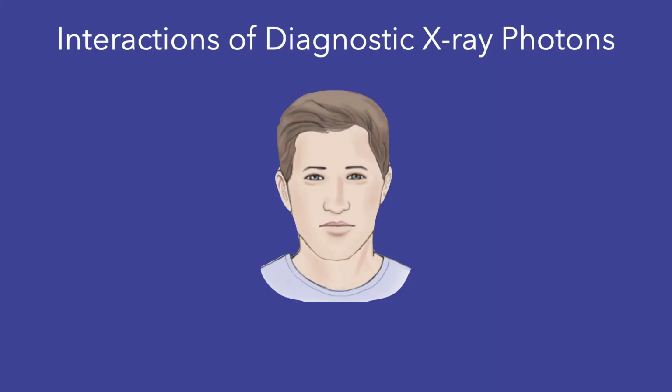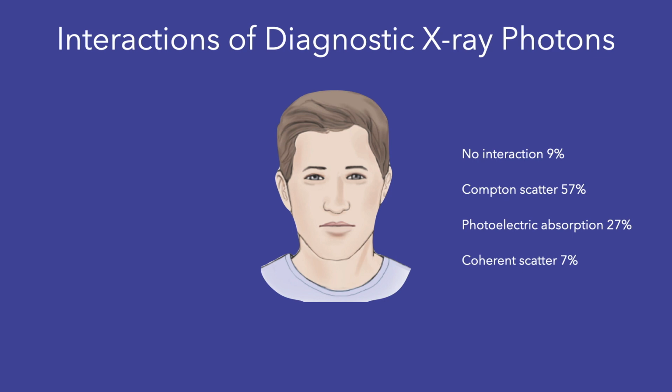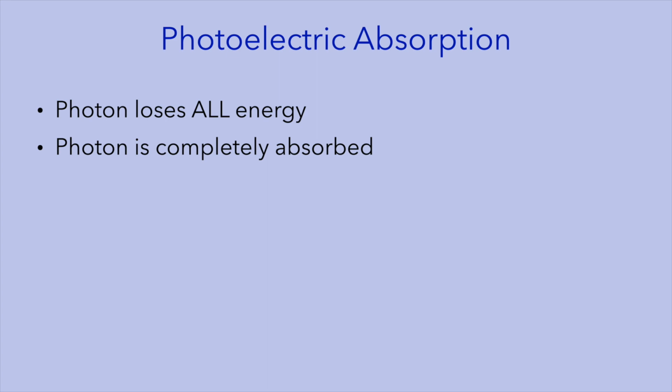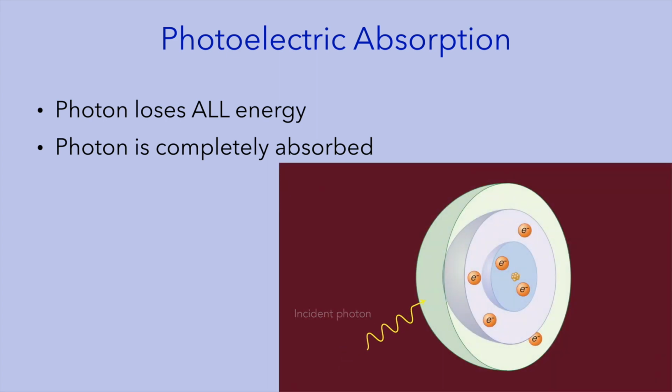When making radiographs, photons enter the patient and interact with the hard and soft tissues. For diagnostic X-ray photons, these interactions occur via Compton scatter, photoelectric absorption, and coherent scatter. In this video, I will describe these interactions in more detail with their implications for diagnostic imaging. Photoelectric absorption is critical in diagnostic imaging.